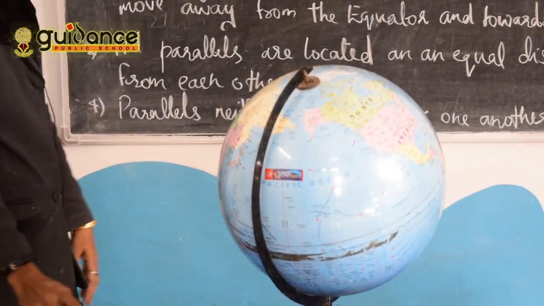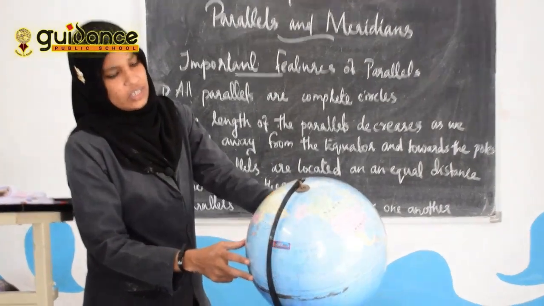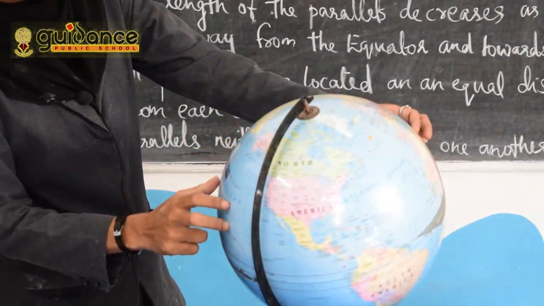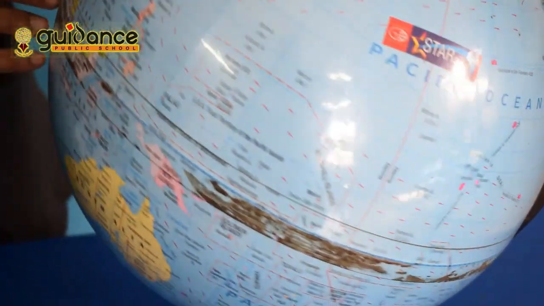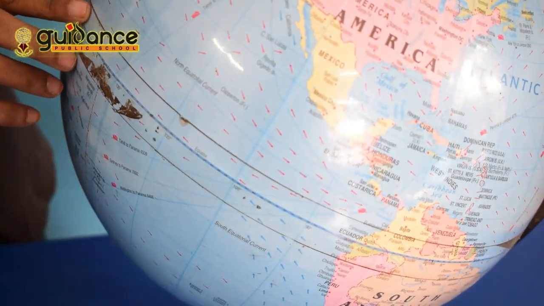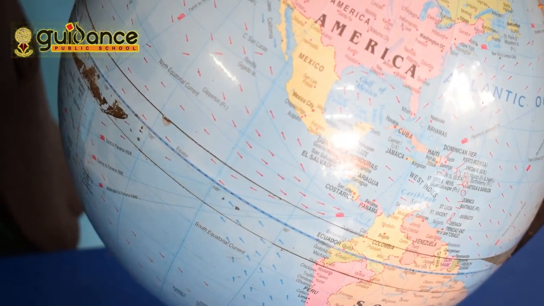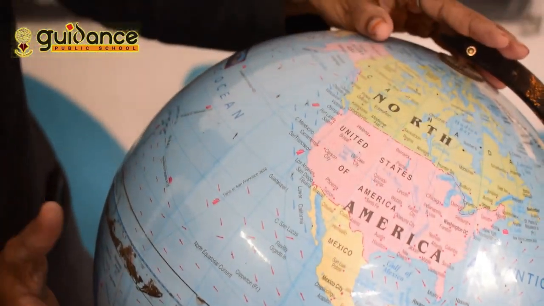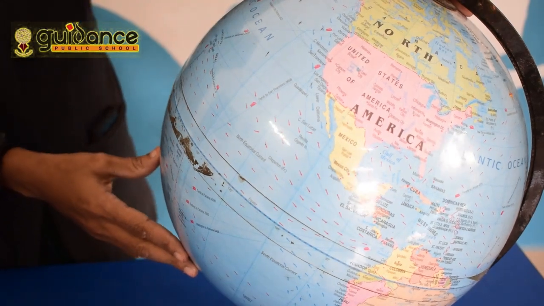And next one, parallels neither touch nor cross one another. Equator is the longest parallel, and the place that lies on the north of the equator is called the Northern Hemisphere, and the south part of the equator is called the Southern Hemisphere.